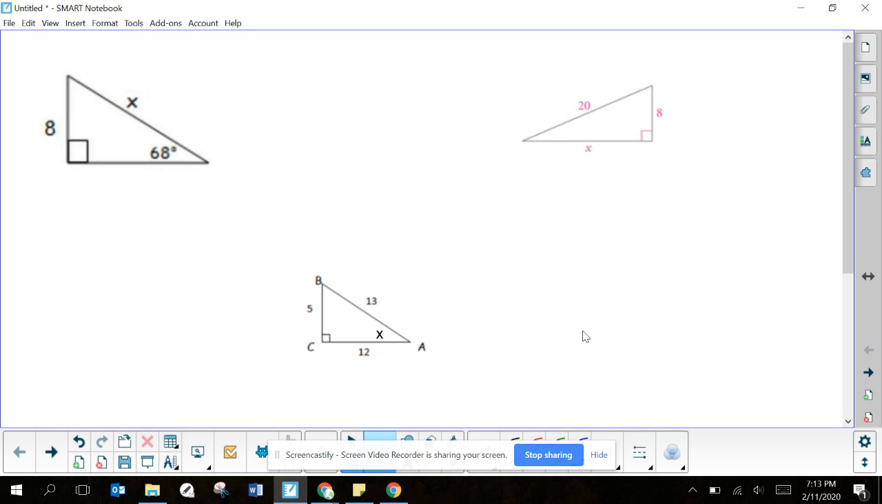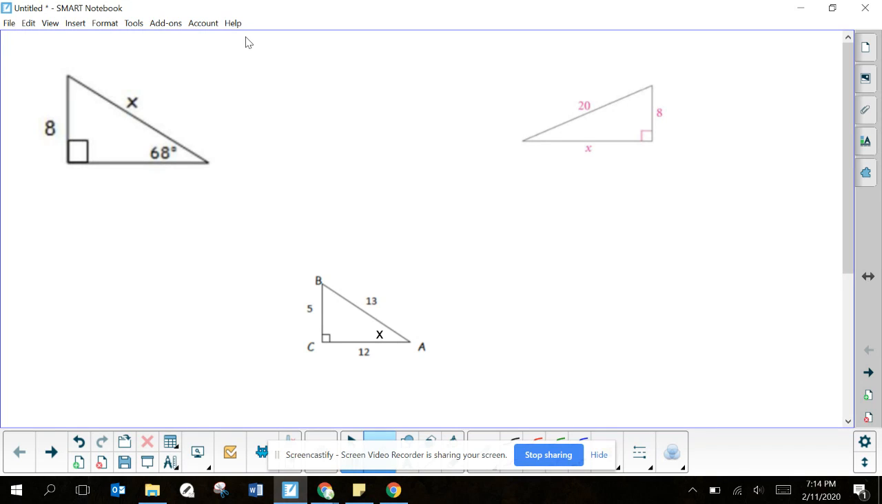All right, so we want to know how to find or determine when to use Pythagorean theorem versus sine, cosine, and tangent. So I've got three triangles here. We're going to discuss when to use what. If you look at this first triangle, I notice that there's an angle, and that angle is 68.